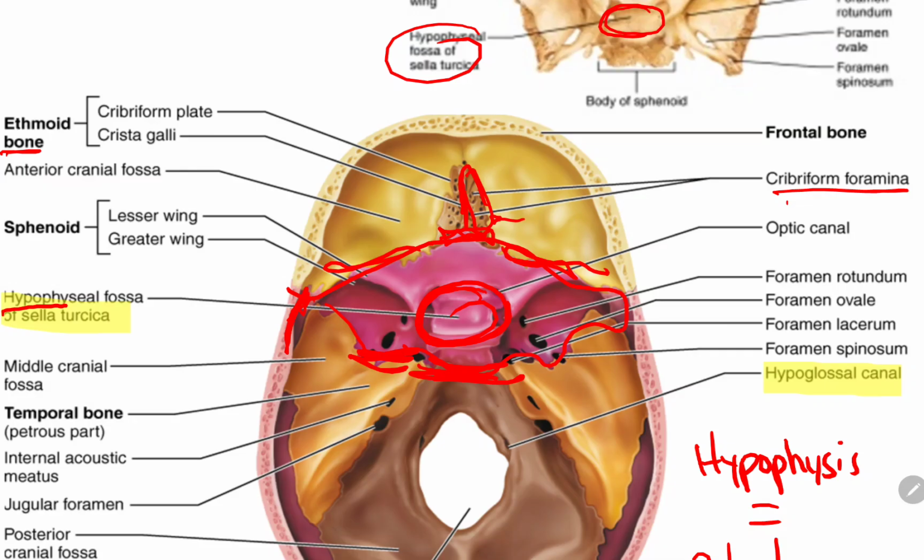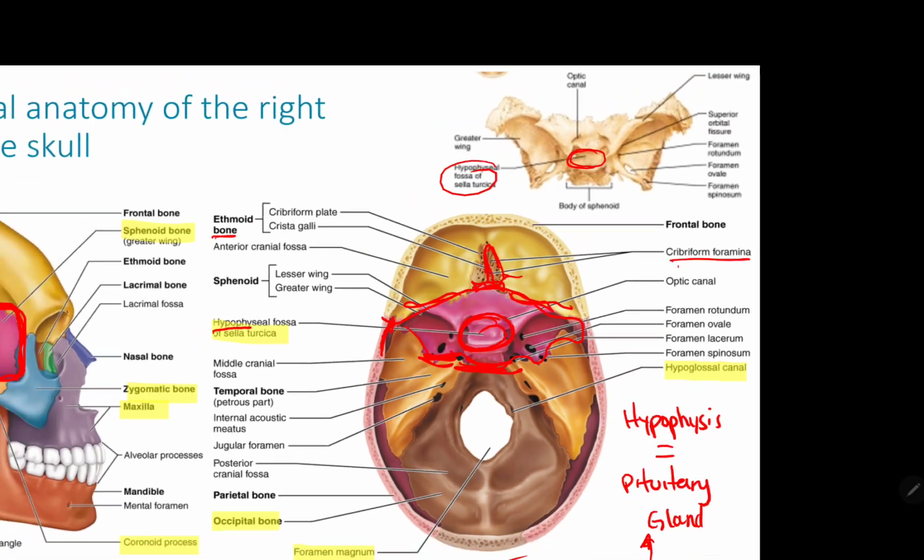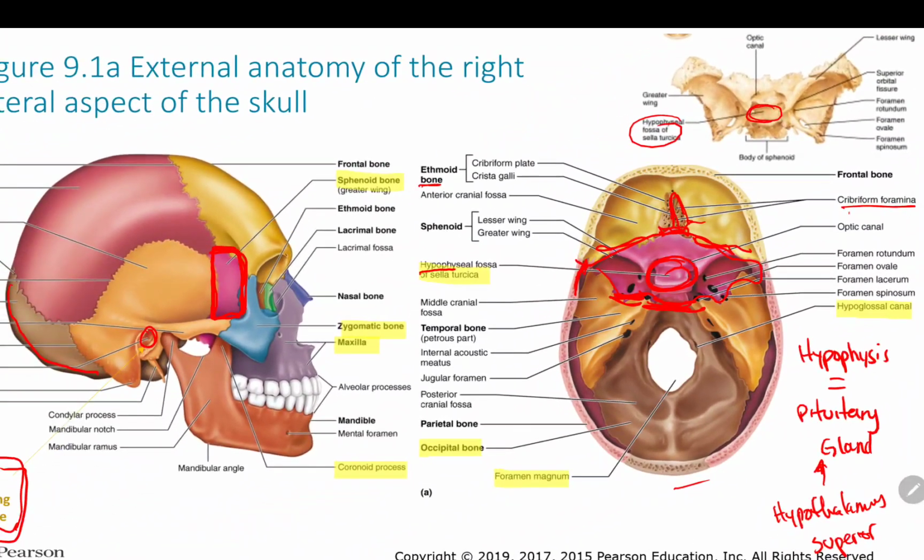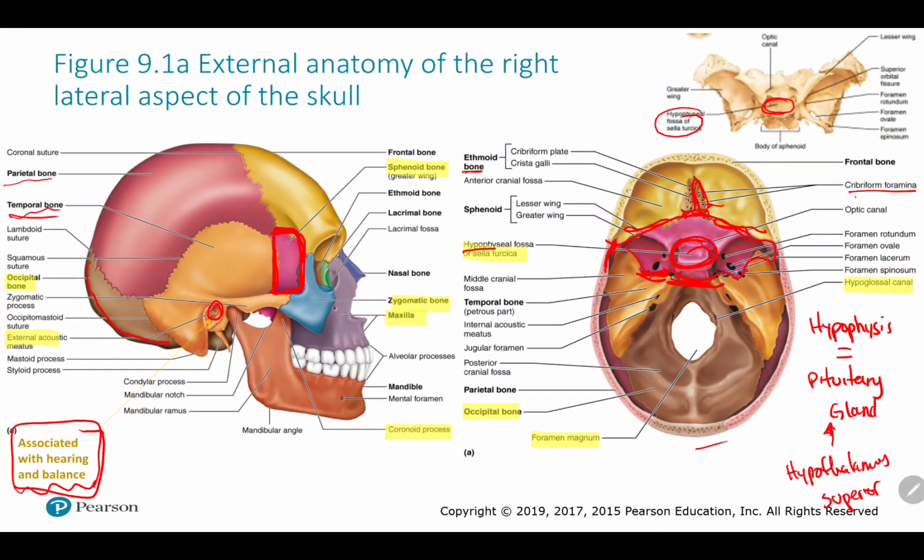I'm going to show you in another image a little bit more about that ethmoid bone, and how it forms the superior part of the nasal septum and the nasal conchae as well. So we talked about the sphenoid bone, the ethmoid bone, and the temporal bone. Let's talk about the occipital bone. This occipital bone is on the back, the posterior or dorsal and inferior portion of the skull.